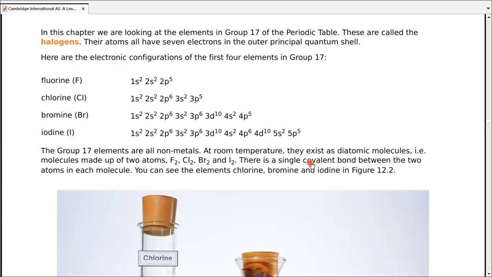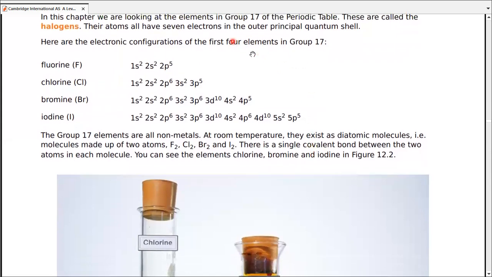Sticking to the first four elements from fluorine to iodine, they're all nonmetals. At room temperature, they exist as diatomic molecules. So it's better to write this one as F2, this one as Cl2, this one as Br2, this one as I2. And it's better that we understand that if astatine was to form a formula, it would be At2. Now, a single covalent bond is there.